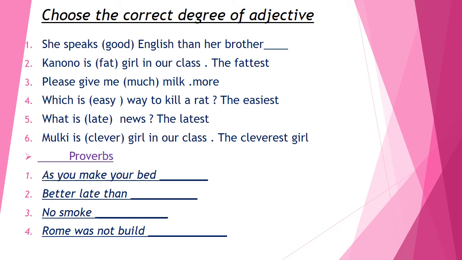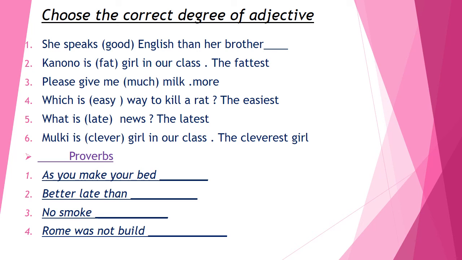Final part. She speaks dash English than her brother. Comparative. We say she speaks better English than her brother. Number 2. Kanono is dash girl in our class. We say Kanono is the fattest girl in our class.